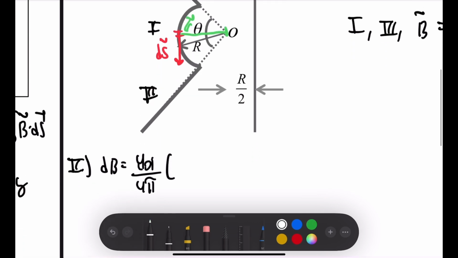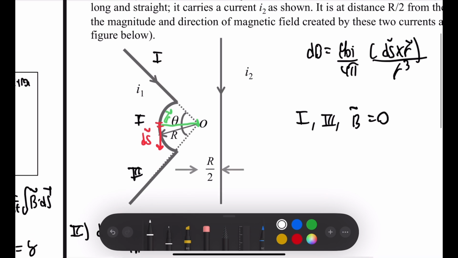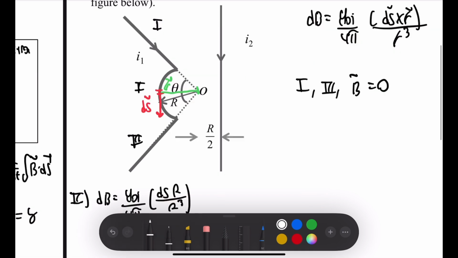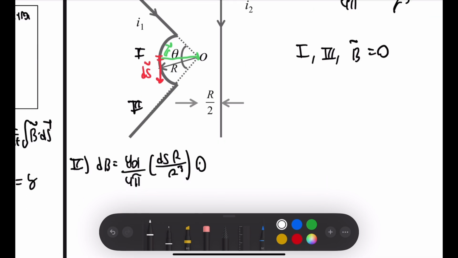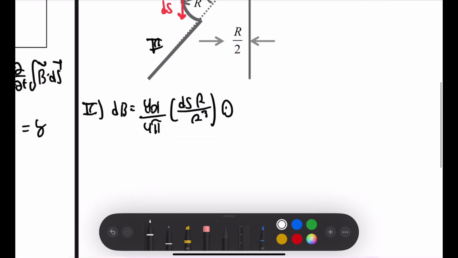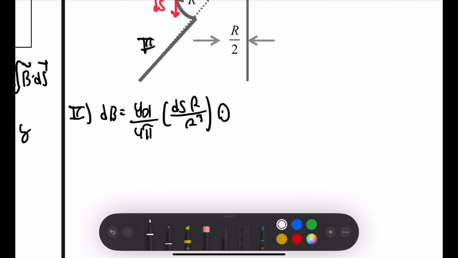So the cross product would just give me ds times the radius, which is r, divided by r cubed. And the direction, so it's ds cross r. I put my palm on ds and curl my fingers towards r. I would get that my thumb is pointing out of the page. But now I need to find B, so I need to integrate both sides.